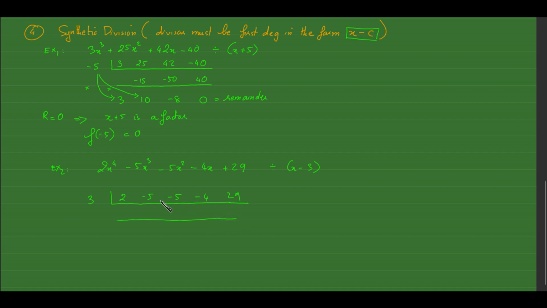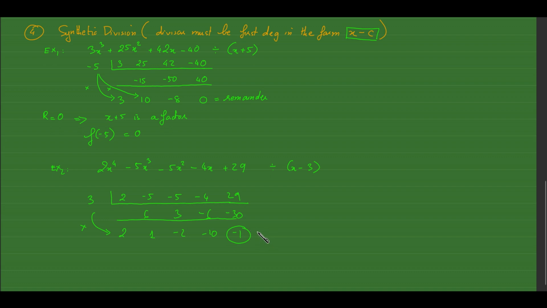You draw a line right here, and you see that this number 2 is always dropped down. When you multiply this, it gives you 6. Add them up, gives you 1. Then you keep multiplying: 3 times 1 gives you 3. Add them up, gives you negative 2. You keep multiplying, gives you negative 6. Add them up, gives you negative 10, then negative 30, and you add them up, it gives you negative 1. This is the remainder right here.